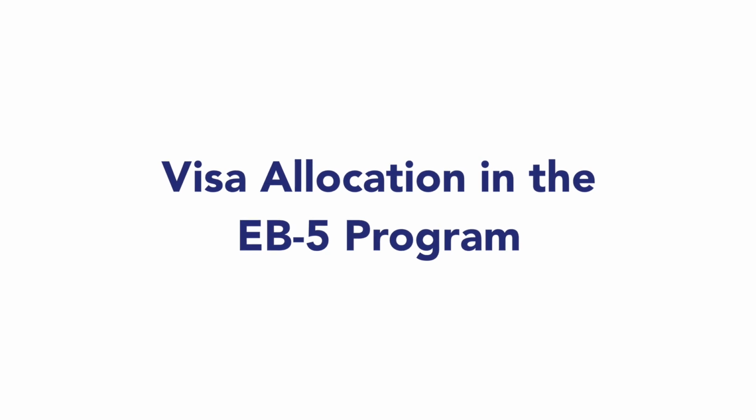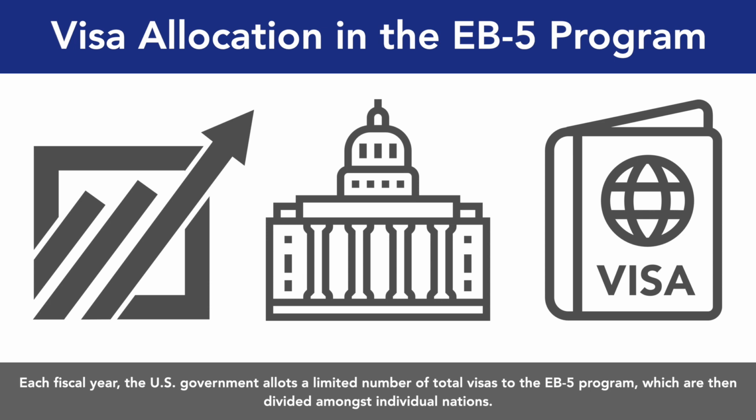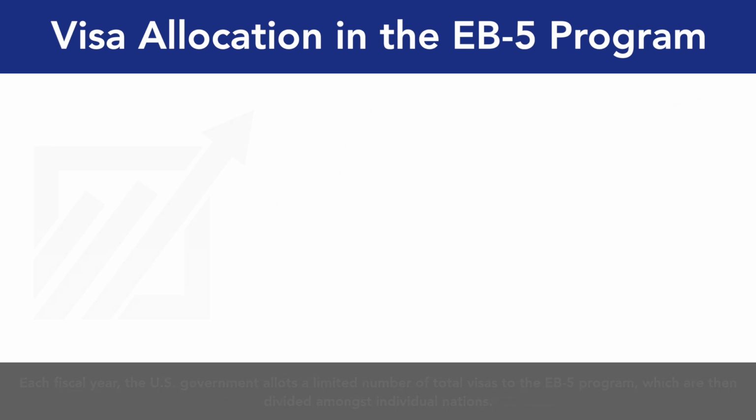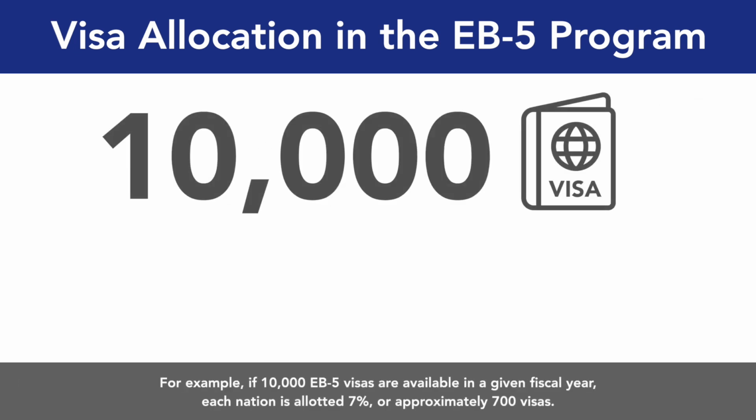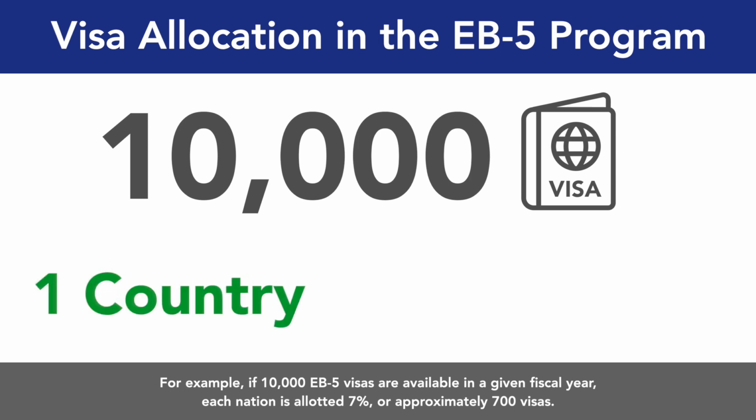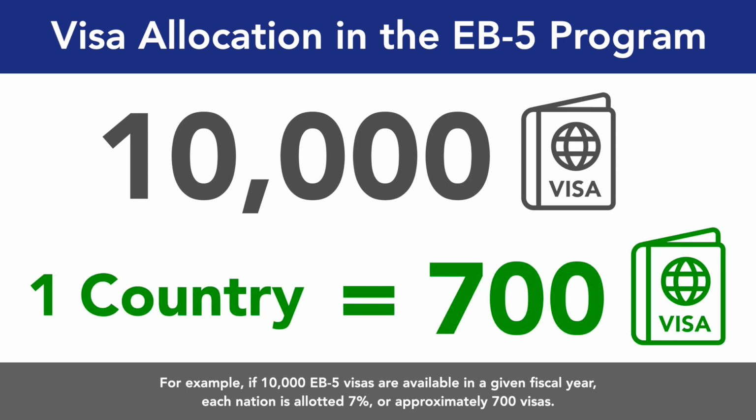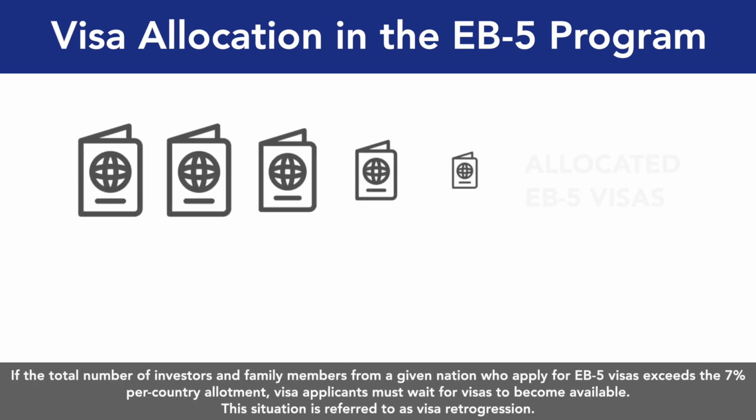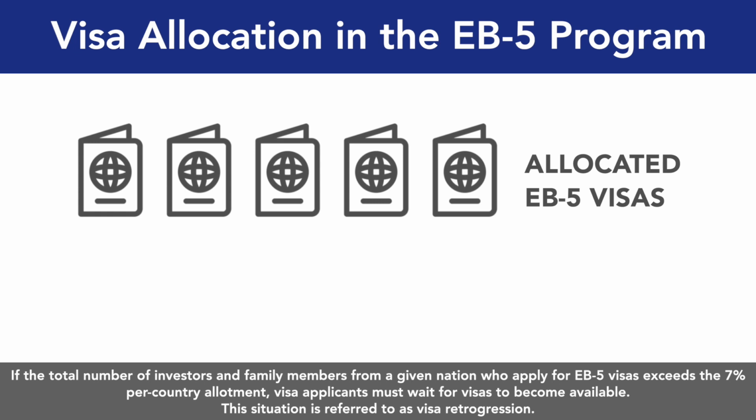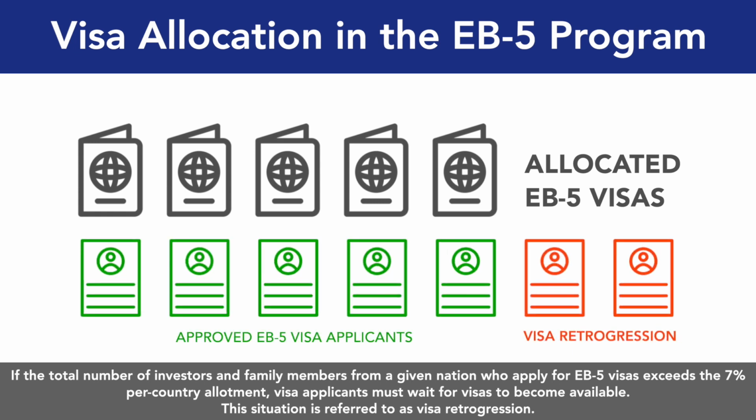Visa allocation in the EB-5 program. Each fiscal year, the U.S. government allots a limited number of total visas to the EB-5 program, which are then divided amongst individual nations. For example, if 10,000 EB-5 visas are available in a given fiscal year, each nation is allotted 7%, or approximately 700 visas. If the total number of investors and family members from a given nation who apply for EB-5 visas exceeds the 7% per country allotment, visa applicants must wait for visas to become available.